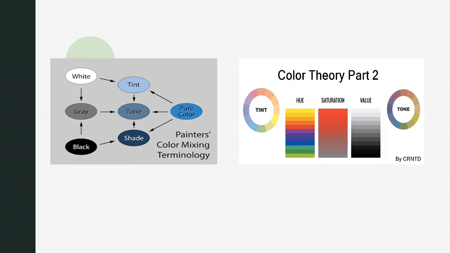In this slide you can see tint, tones, hue, saturation and values. And on the left side, this is the terminology of color mixing painters usually use: pure color, tint, tones and shades created from pure colors by adding white, grey and black. When we add black, we create shade. Add black with pure color, add grey with pure color, add white with pure color.